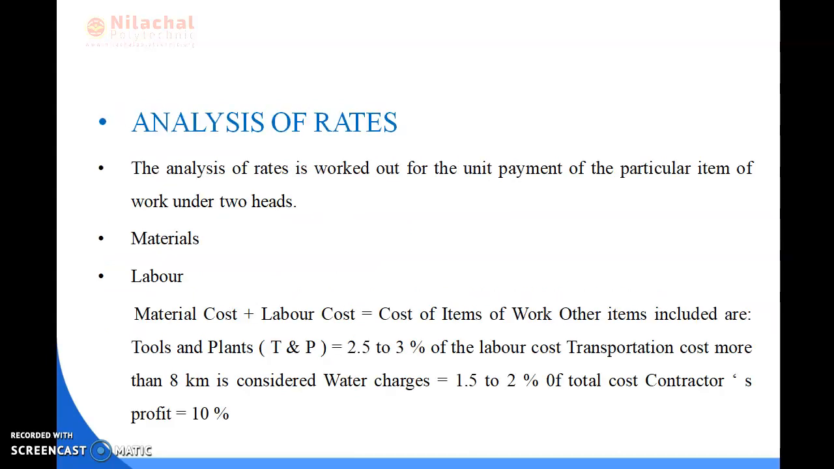Then we discuss the analysis of rate. What do we mean by analysis of rate? The analysis of rate is worked out from the unit payment of the particular item of work under two heads. The first one is material, the second one is labor. Their costs added together give the cost of the item of work. The cost of material is taken as delivered at site, inclusive of the transport cost, local taxes and other charges.